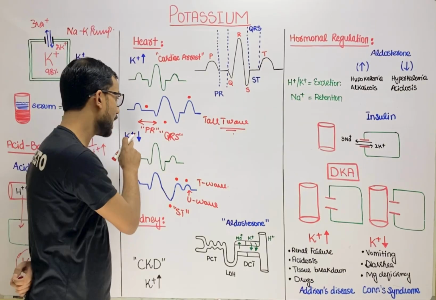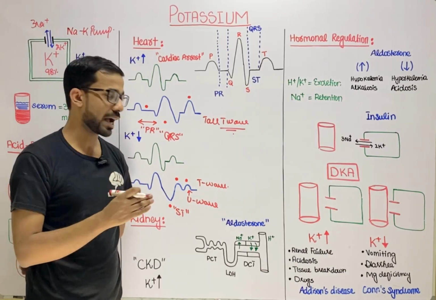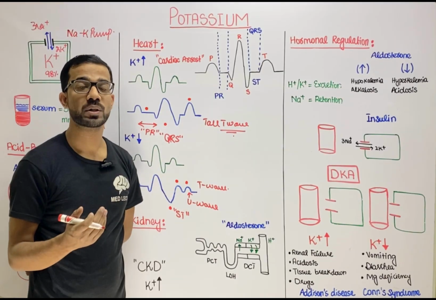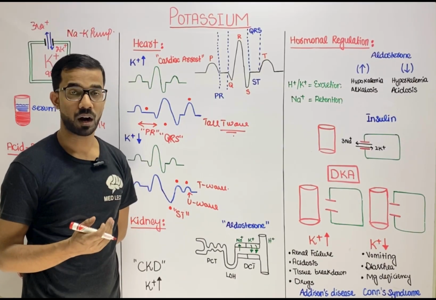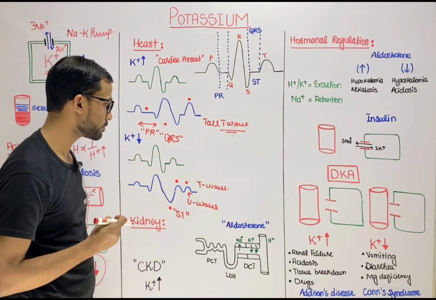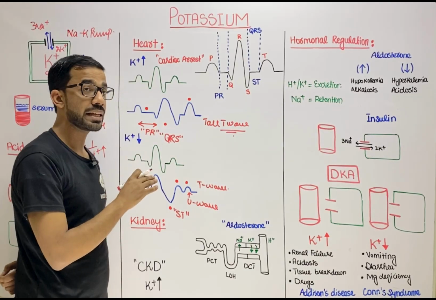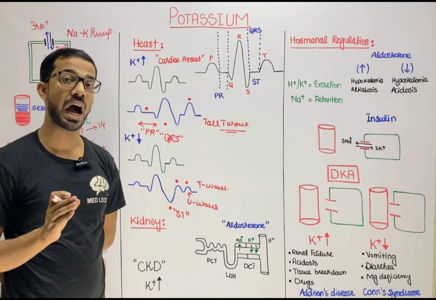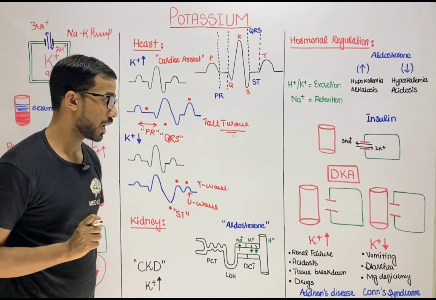So these are the major changes that you will see in hypokalemia, and it actually disrupts the normal ECG, and it goes towards cardiac arrhythmia in that case. So this is the normal and the abnormal ECG during hypo and hyperkalemia.